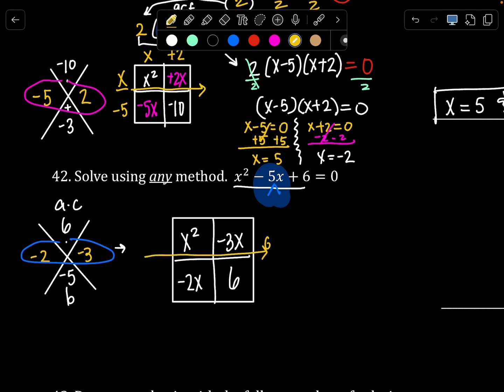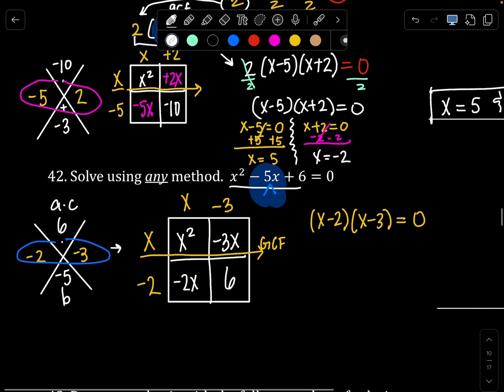Now you find your GCF of the top row. That's just x. We get x times negative 3, and x times negative 2. We just factored the trinomial. So those 3 terms turn into factors: x minus 2 times x minus 3 equals 0.